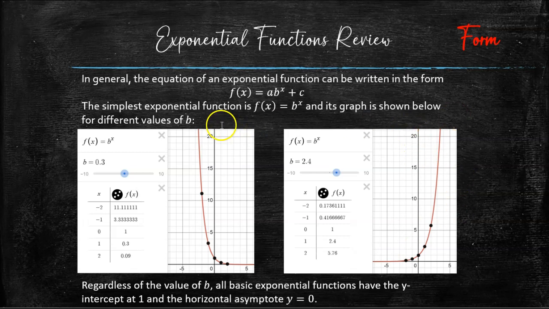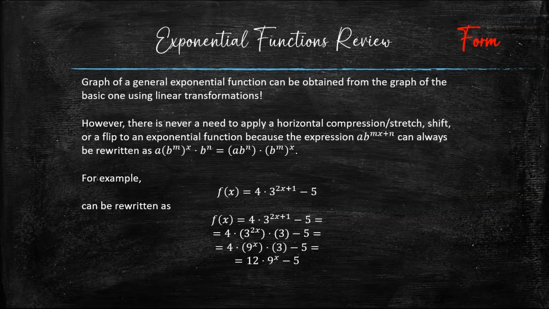But regardless of whether b is greater than 1 or less than 1, we always get the following properties. We have the horizontal asymptote aligned with the x-axis in both cases, and then also in both cases we have the y-intercept y equals 1 right over here, right? So that's an interesting observation. Now, other graphs can be obtained from these parent graphs by applying linear transformations.